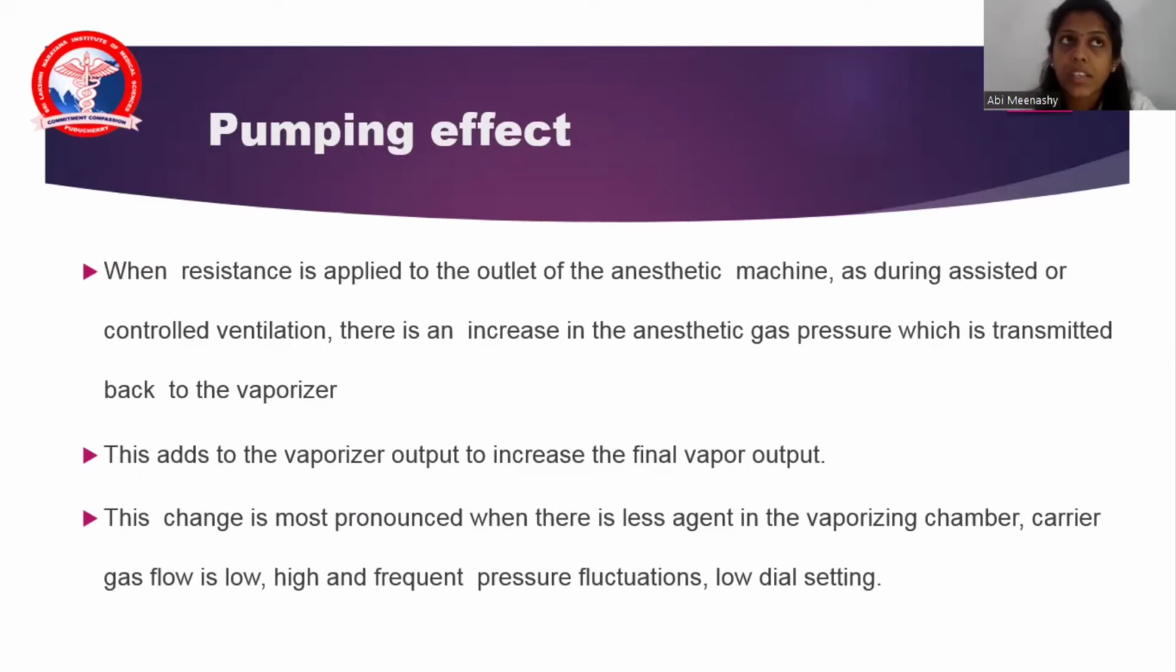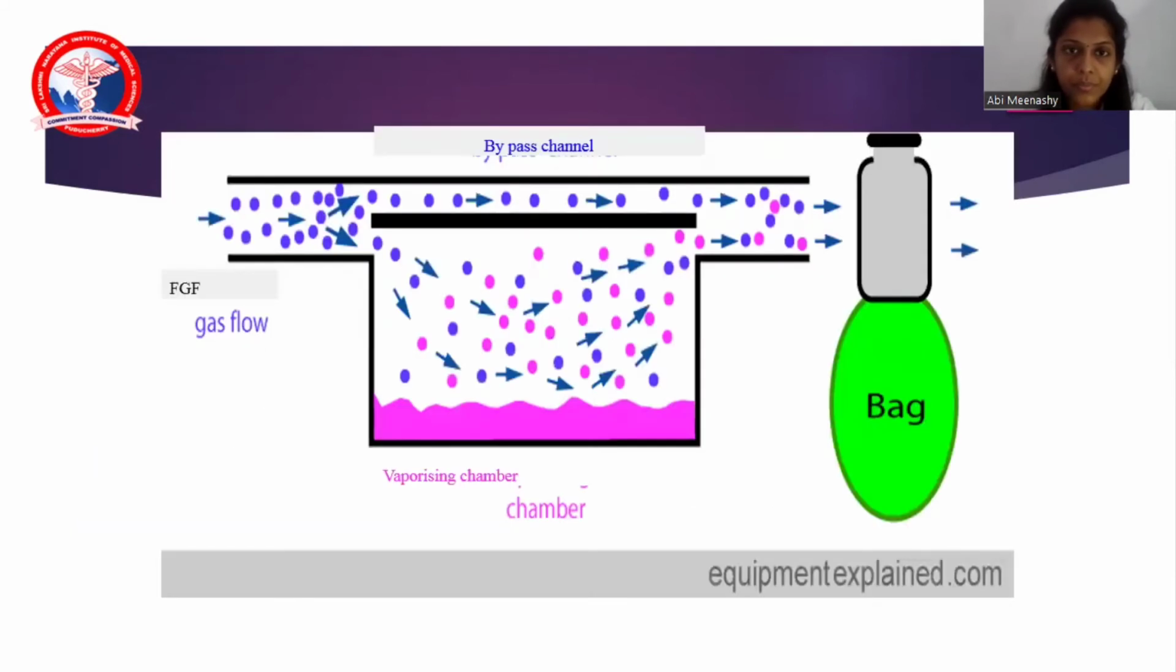In a low dial setting, you will actually expect the output to be low. But what will happen when you are ventilating the patient via Ayre's? This back pressure will go back to the vaporizing chamber. So gas that is already saturated with your vapor will again go back to your vaporizer, get saturated again, and then come back. So finally, the output will be more than what you expect it to be. Okay.